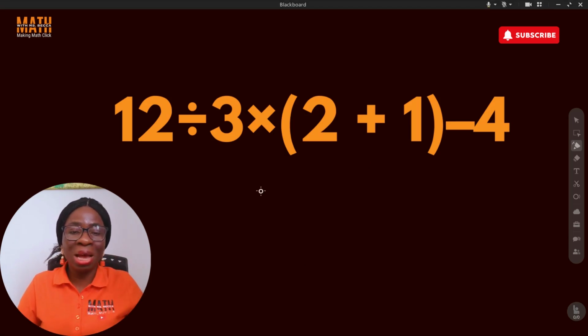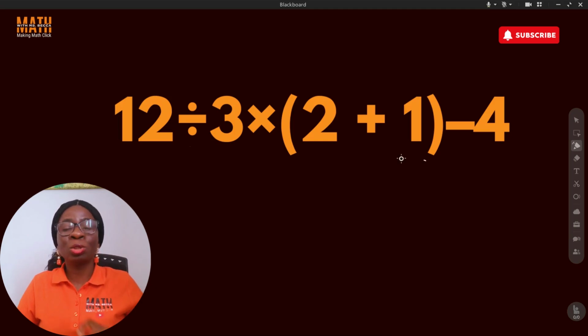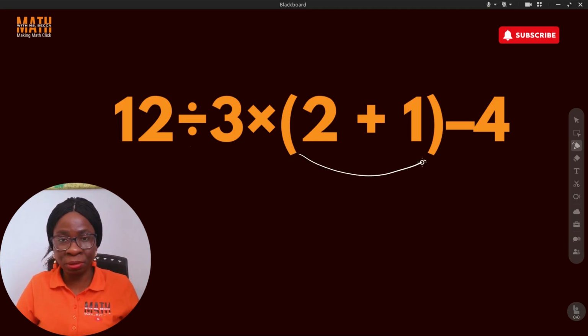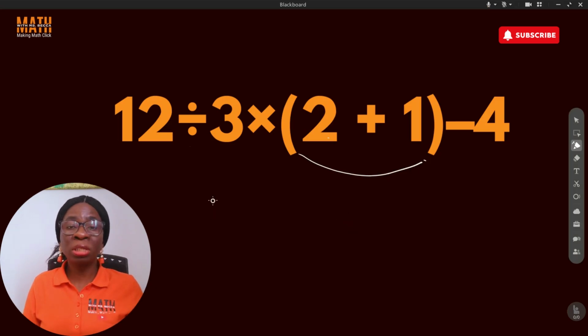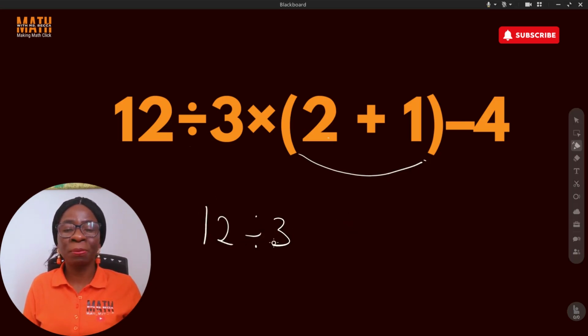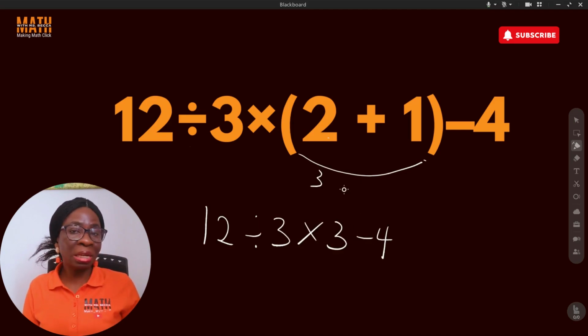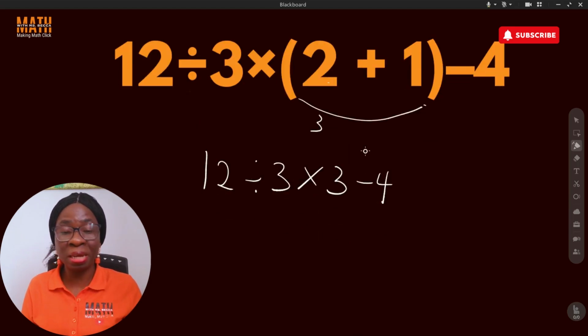Let's take a look at this. We have division, we have multiplication, then we have the parentheses. So we start by solving the parentheses first. 2 plus 1 equals 3. So this expression becomes 12 divided by 3 times 3, since we got 3 here, then minus 4. We've sorted out the parentheses and we do not have any exponent here.